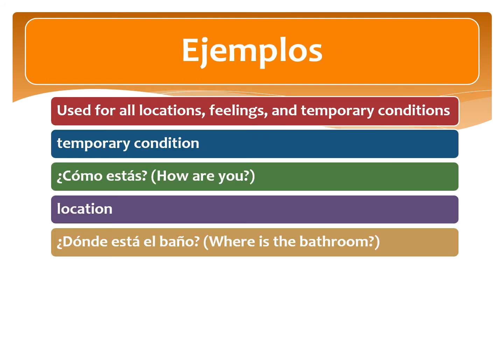All right, so here's some examples for estar, used for all locations, feelings, and temporary conditions. So what would be a temporary condition? How are you? How are you doing today? ¿Cómo estás? How are you? You've probably seen that one. What would be an example of a location? ¿Dónde está el baño? Where is the bathroom? So notice this is a little bit different than the verb ser from chapter 1, and chapter 6 is going to clarify this even more.